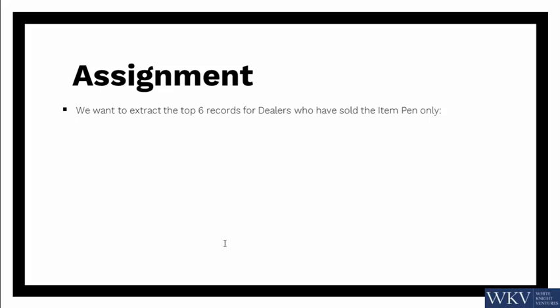First, we want to extract the top 6 records for dealers who have sold the item pen only. So what I do is I first filter the whole data set on the basis of item being pen. So now the new data set that I have only has the item pen in it. Then I select item, dealer and quantity from this data set.